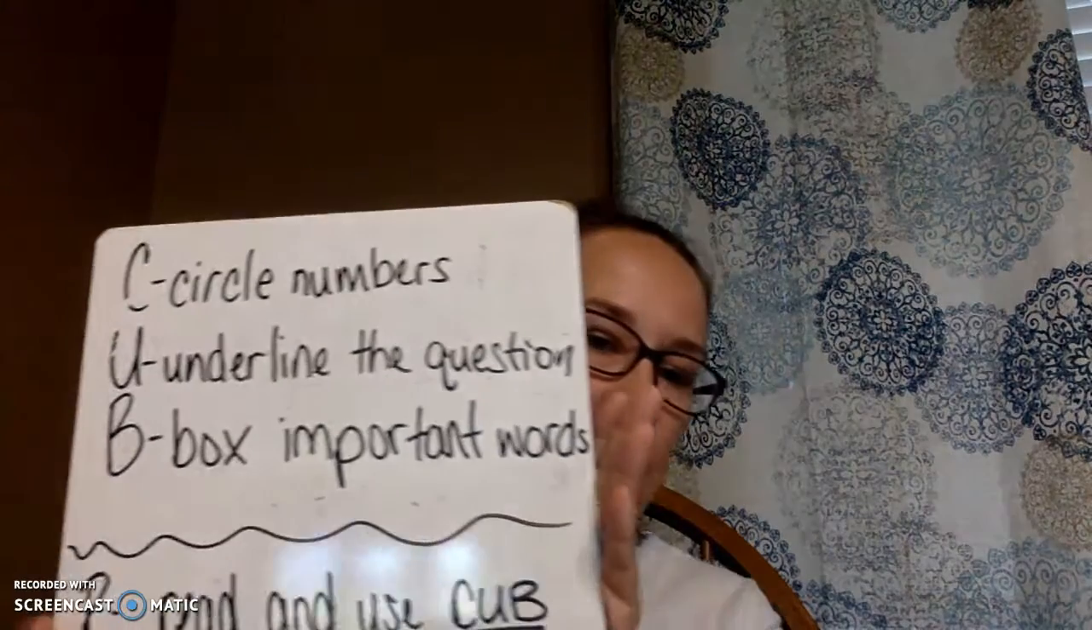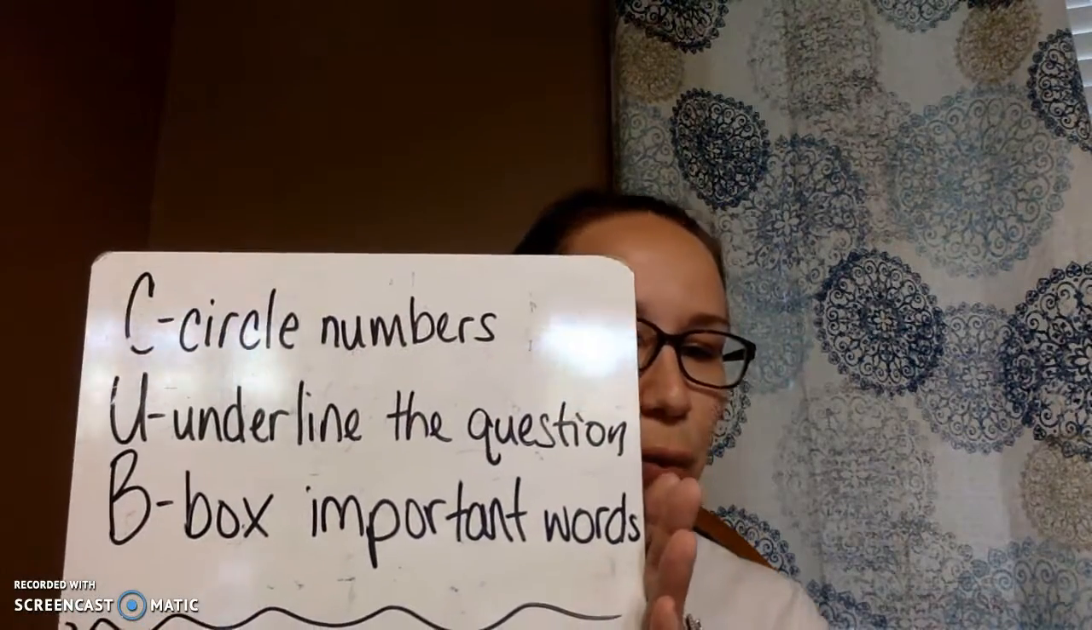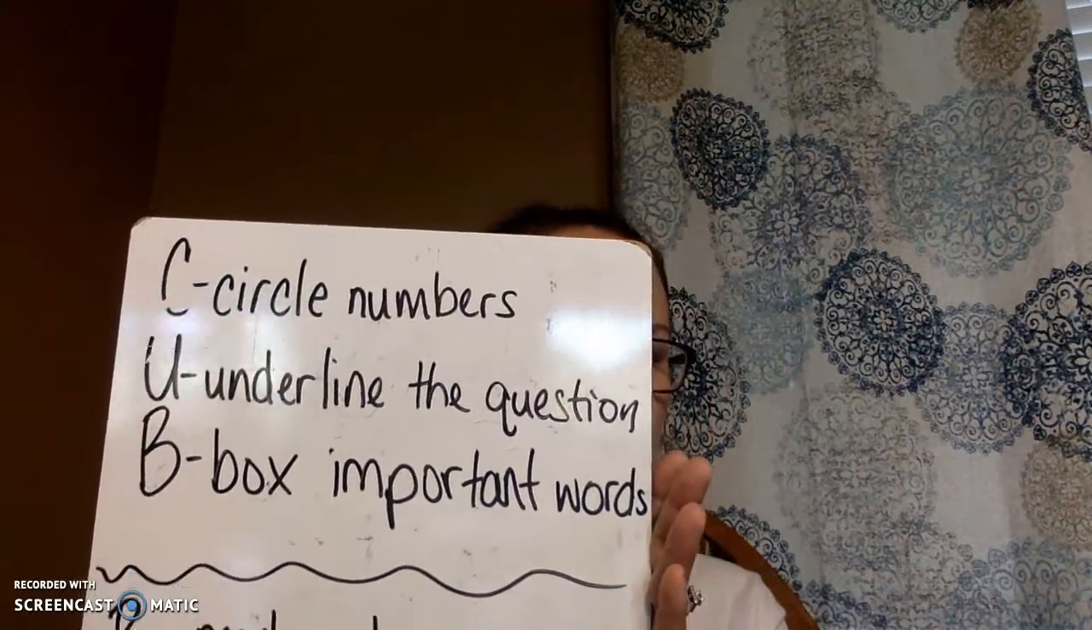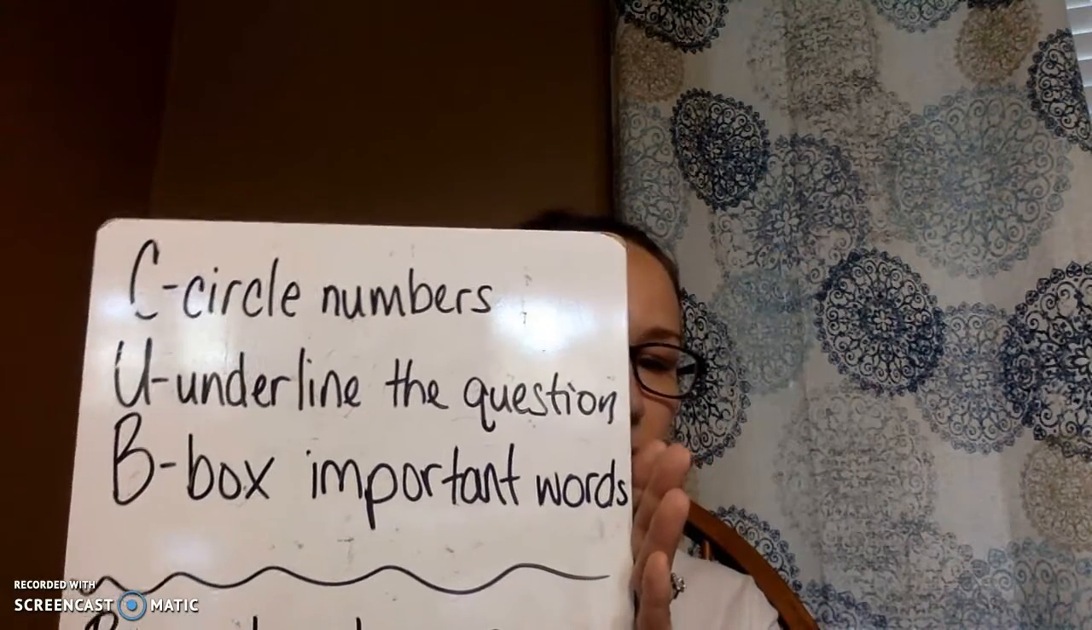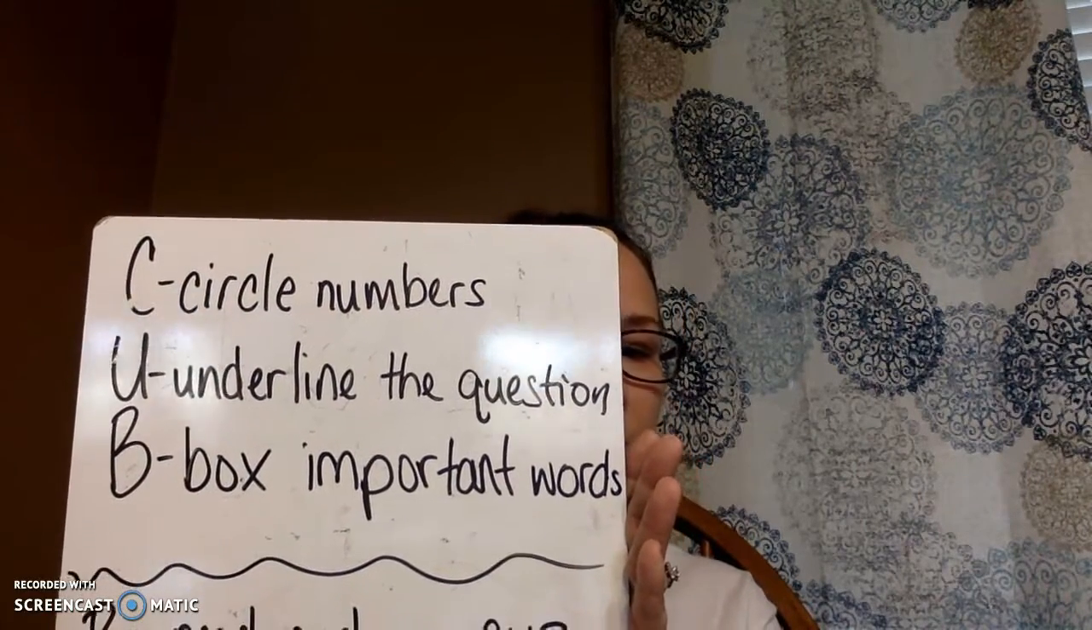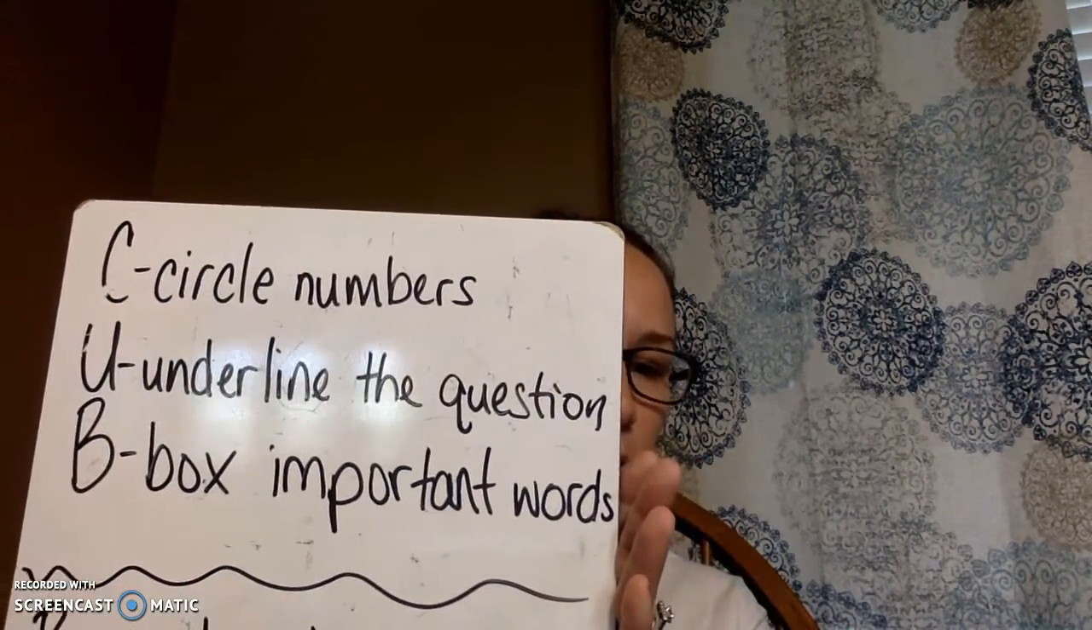But it had 3 letters in the strategy, and each letter stood for something you're supposed to do as you read a word problem. And that strategy is CUB. So the C for CUB stands for circling your numbers, U stands for underlining the question, and then B stands for boxing the important words.